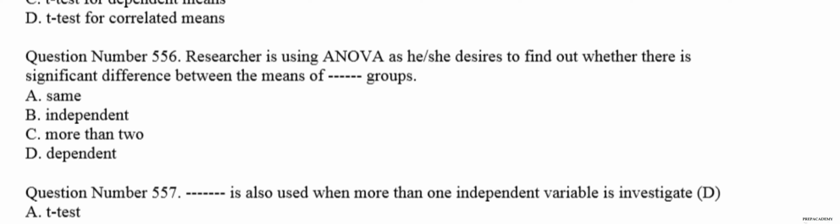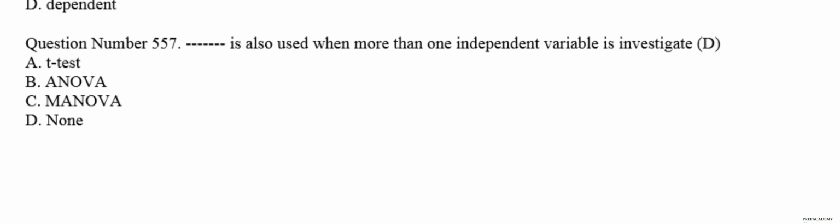Question number 556. Researcher is using ANOVA as he/she desires to find out whether there is significant difference between the means of groups. A. Same. B. Independent. C. More than 2. D. Dependent. The correct answer is option C. More than 2.